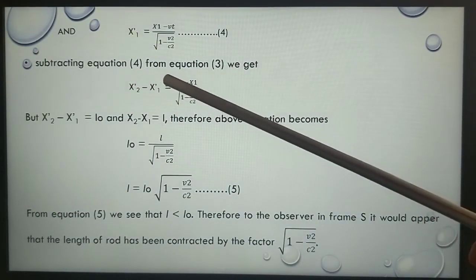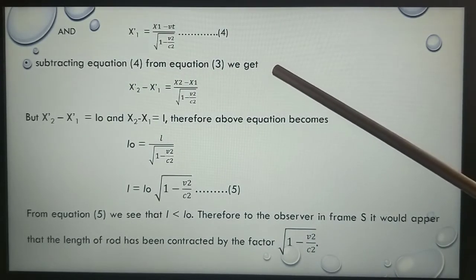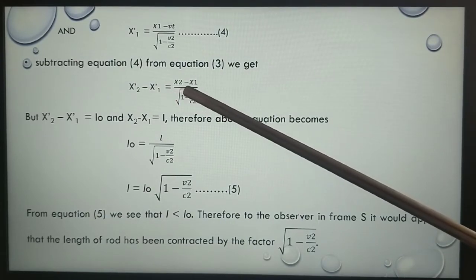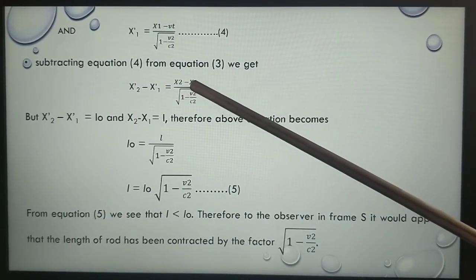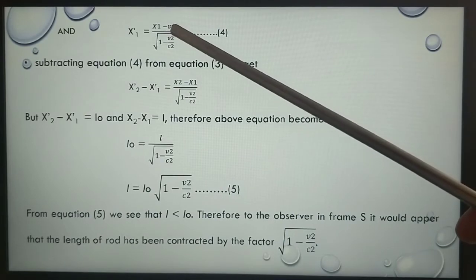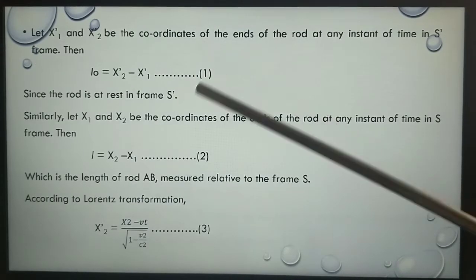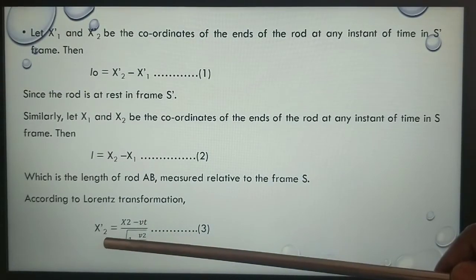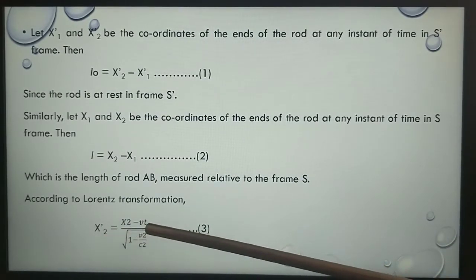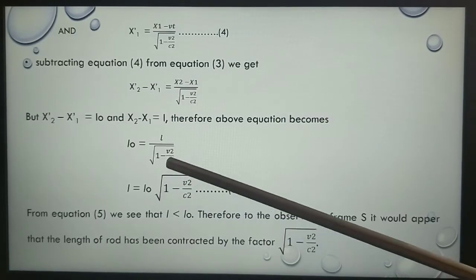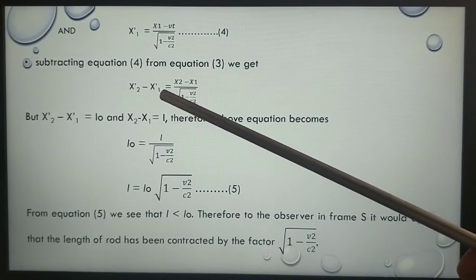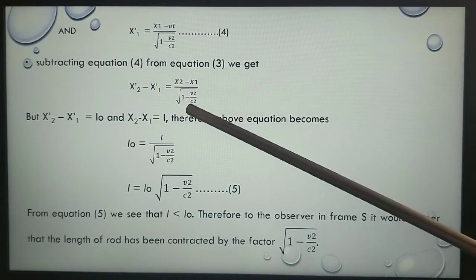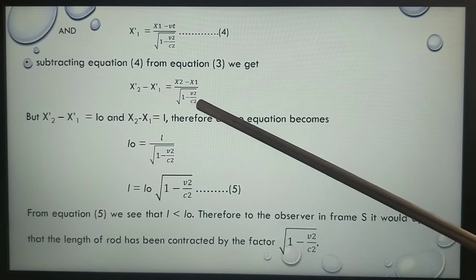Subtracting equation 4 from equation 3, we get x2 dash minus x1 dash equal to, here Vt gets cancelled, minus Vt and here is minus Vt. So there is a subtraction between these two. So we write x2 dash minus x1 dash equal to x2 minus x1 upon root 1 minus V square upon C square.